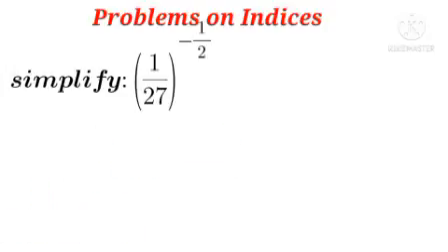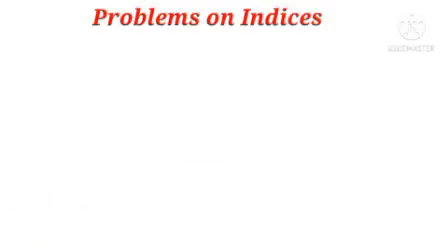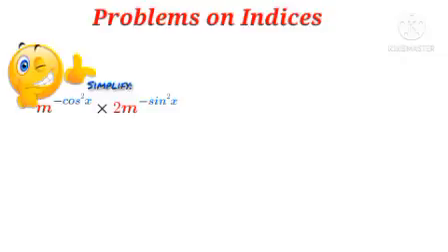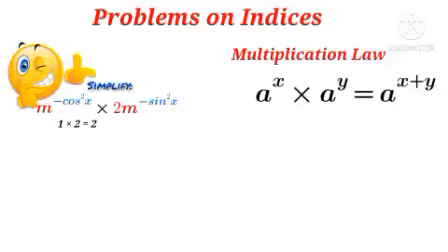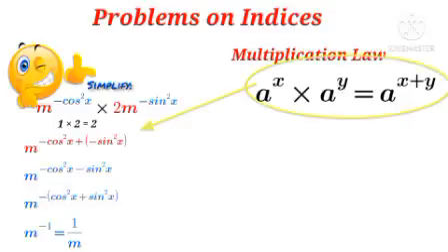Now move to the last example of this video, which is actually the one on the thumbnail of this tutorial. m raised to the power of minus cos square x multiplied by 2m raised to the power of minus sine square x. How do we simplify this? They have the same base, but the variables are different. So you have 1 multiplied by 2, that's 2.